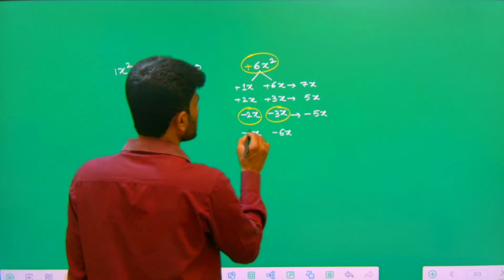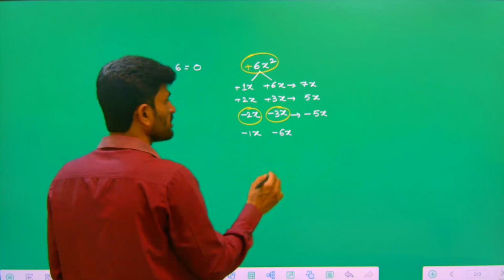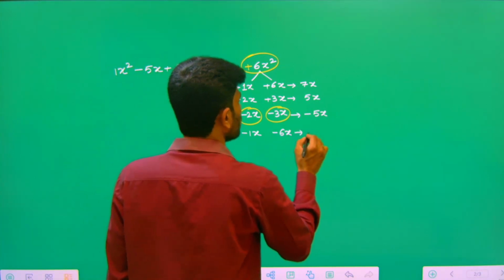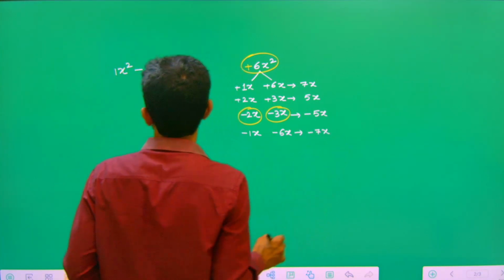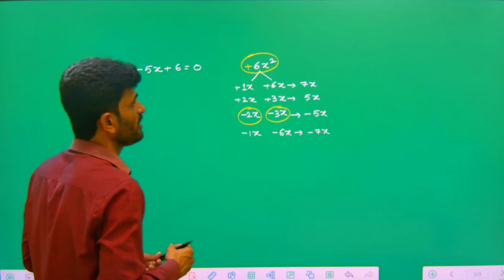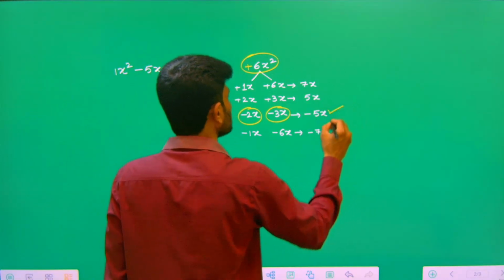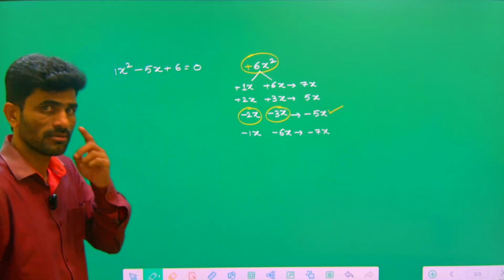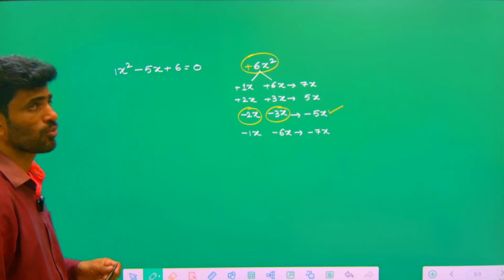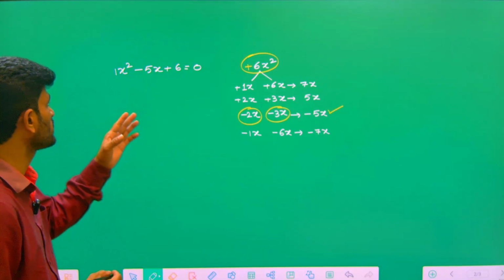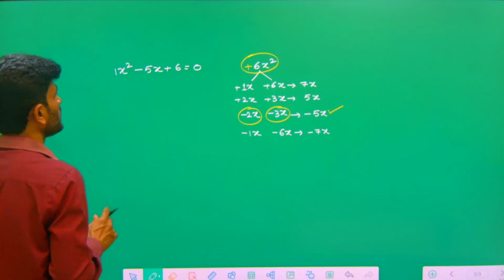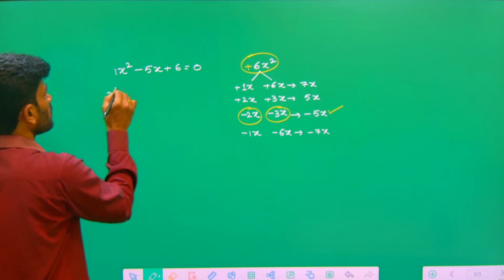Why we are not taking minus 5x, minus 1x, minus 6x? Because it gives you minus 7x. We don't want minus 7x. We want minus 5x. So which should be taken? Minus 2x and minus 3x should be taken. So in this quadratic equation, the middle term should be split.